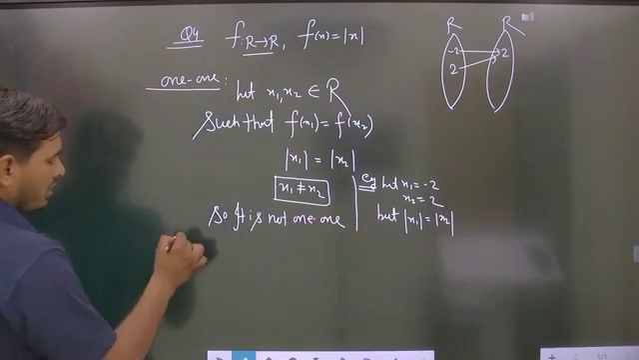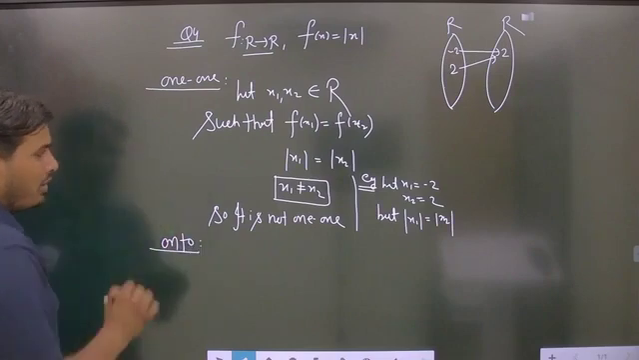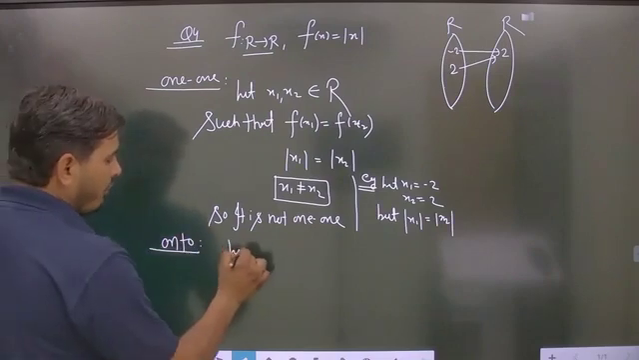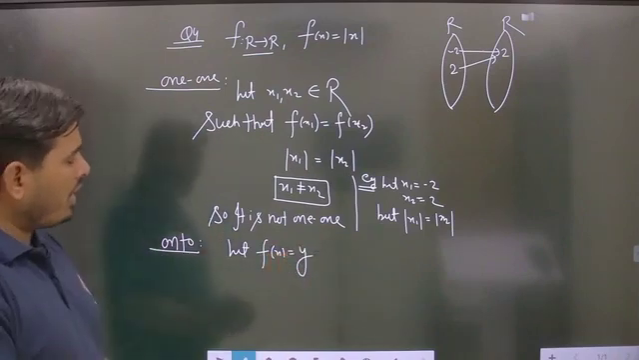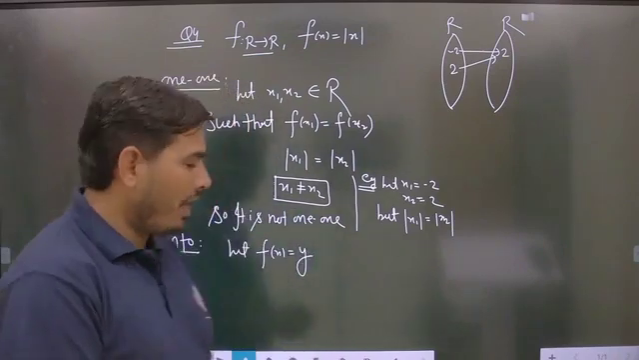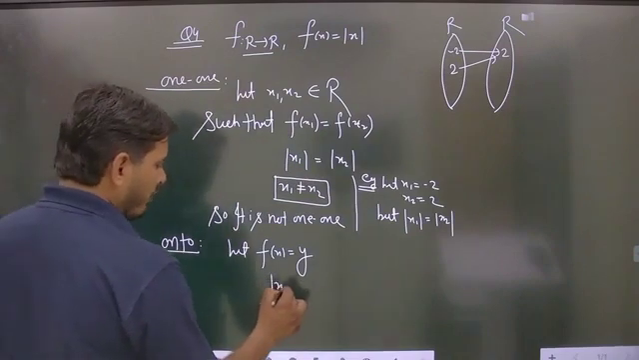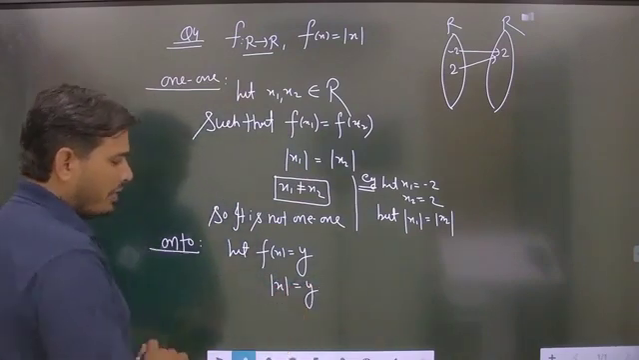Now the second thing we will check is the onto part. For onto, let f(x) equal y. Here f(x) is modulus of x, so modulus of x equals y. Is that clear?